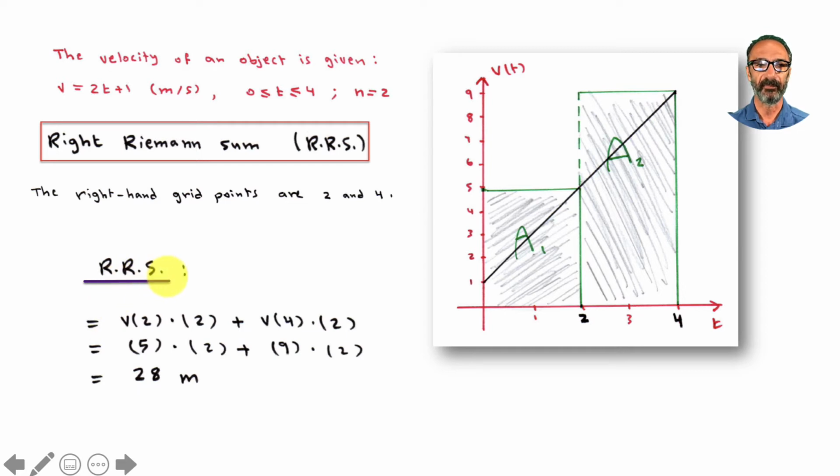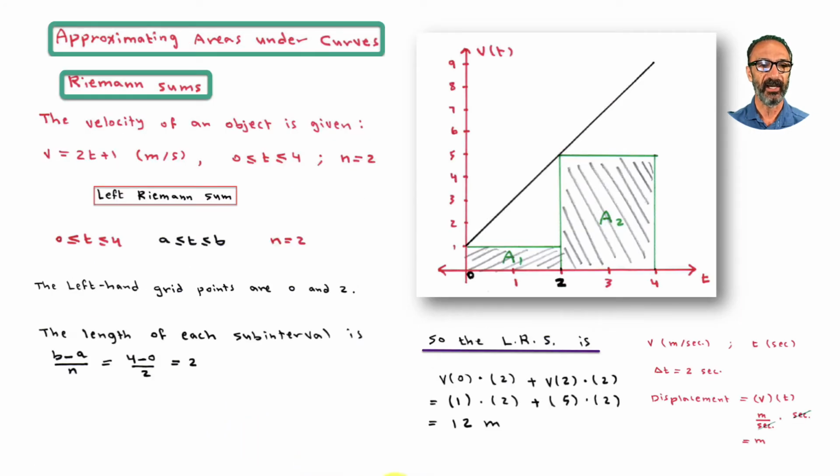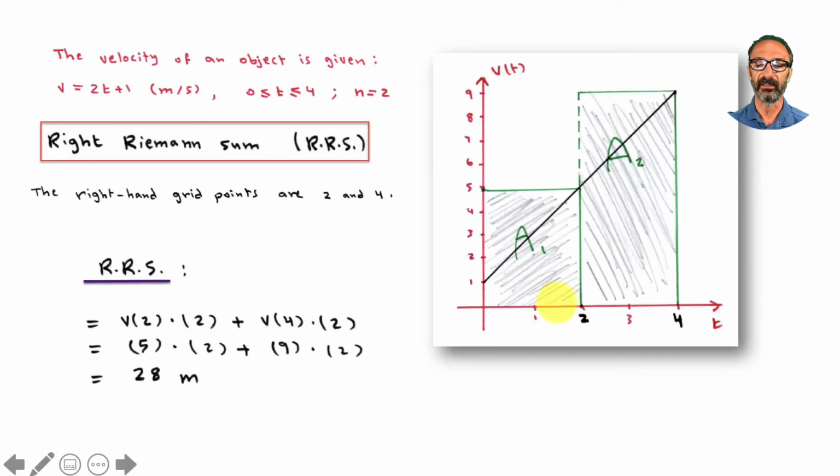The right Riemann sum will be v of 2 for the first interval, not v of 0, times 2, of course, which is the base. This is the height, this is the base. Then v of 4 for the second interval, or the second bar, and the base is still 2. Do the math, I get 28. Now I got 28, and earlier, what did we get? We have 12. Because I'm not partitioning it enough, there is a huge difference, as you can see.